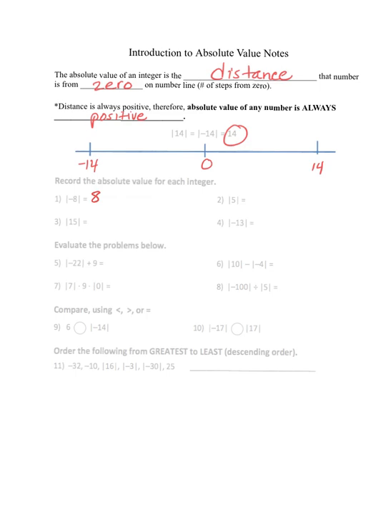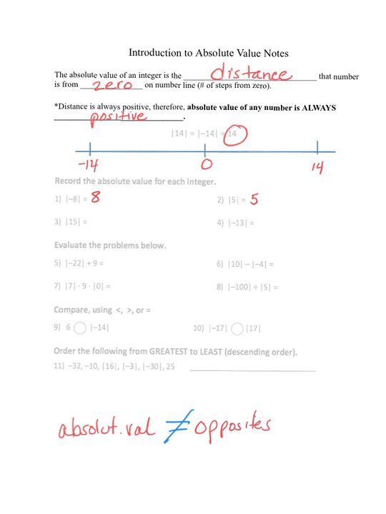Number 2, the absolute value of 5 is 5. We ask ourselves, how far is 5 away from 0? It is 5 steps away. Here is a point where students automatically think opposites, and I do not want you to confuse absolute value and opposites. Absolute value and opposites are absolutely not the same. They are not the same. Absolute value means distance from 0.